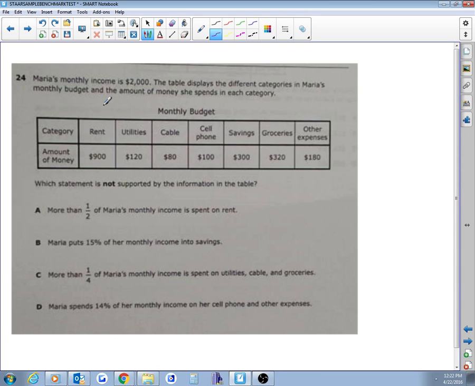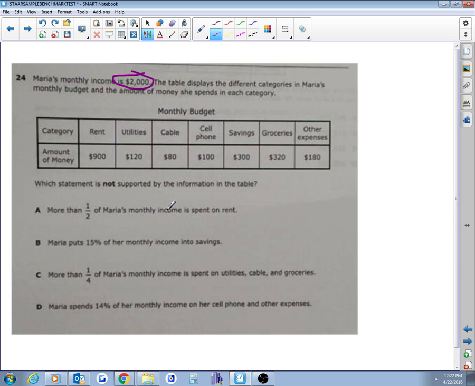Maria's monthly income is $2,000. The table displays the different categories in Maria's monthly budget and the amount of money she spends in each category. Which statement is not supported by the information in the table? So we don't have to add these up. They tell us what the income is. It's $2,000. So which is not supported?